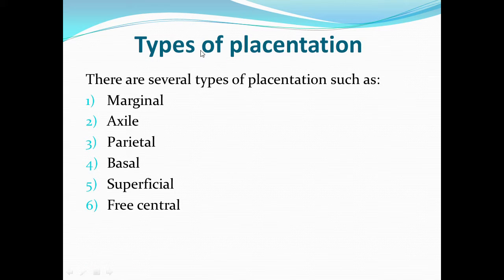Now we'll discuss the types of placentation. There are several types of placentation such as marginal, axile, parietal, basal, superficial and free central. One trick to remember these names is that the first letters of the first three form the word MAP. M for marginal, A for axile, P for parietal, and then B and S for basal and superficial, and the last one you have to remember as it is: free central.